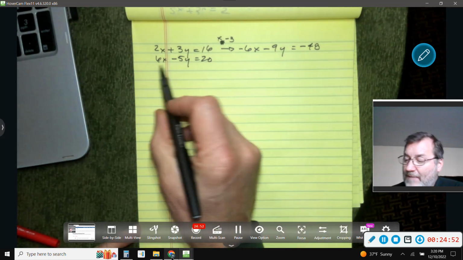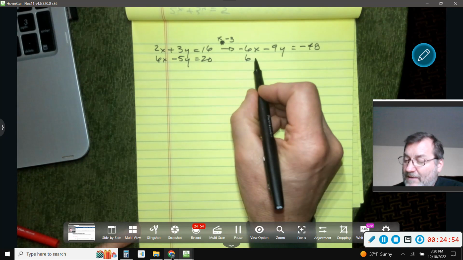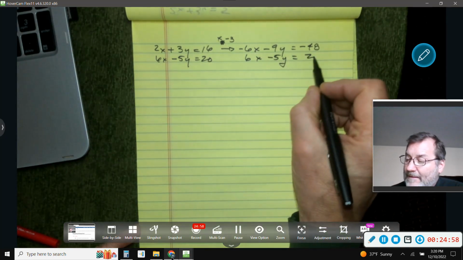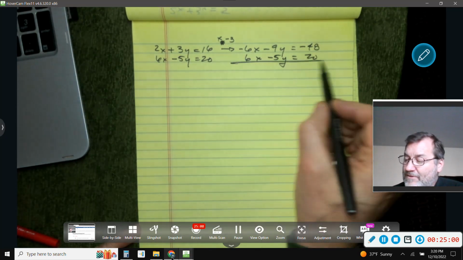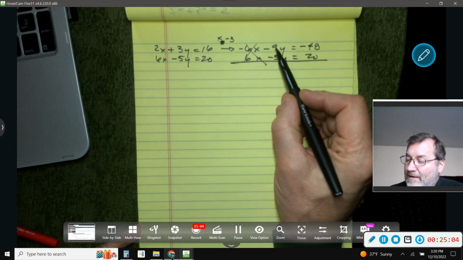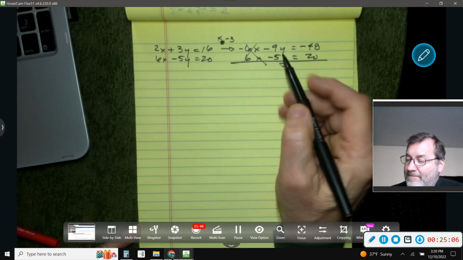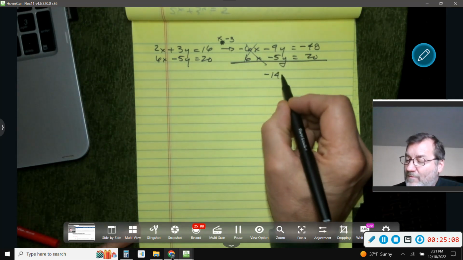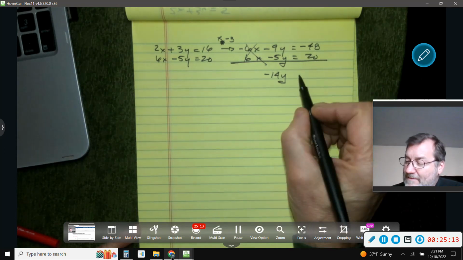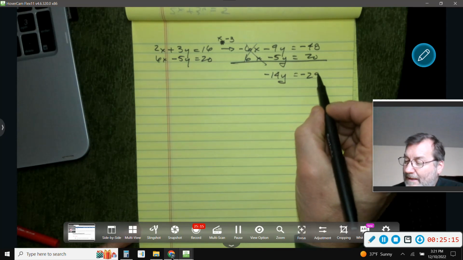I'm going to keep the same bottom equation. I didn't manipulate that one at all, I'm just going to carry it along. And now I'm going to simply add. These will cancel. 9 and 5 give you 14, so that's a negative 14y. And negative 48 plus 20 is a negative 28.